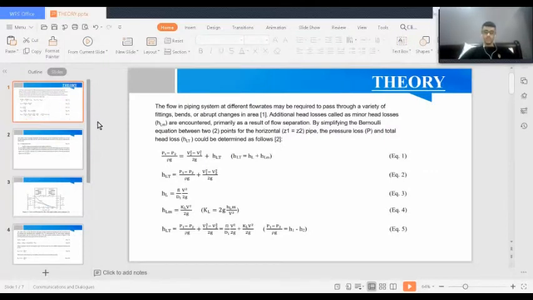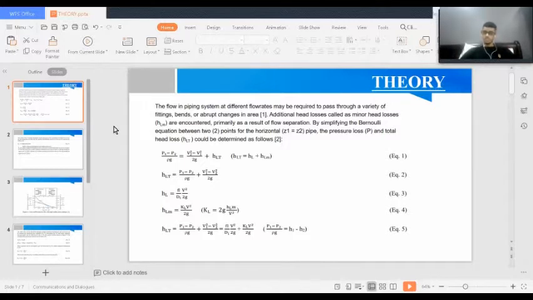Hello everyone, I'm going to be explaining the theory. So, the flow in piping system at different flow rates may be required to pass through a variety of fitting bends and abrupt changes in area. Additional head losses called minor head losses are encountered primarily as a result of flow separation.